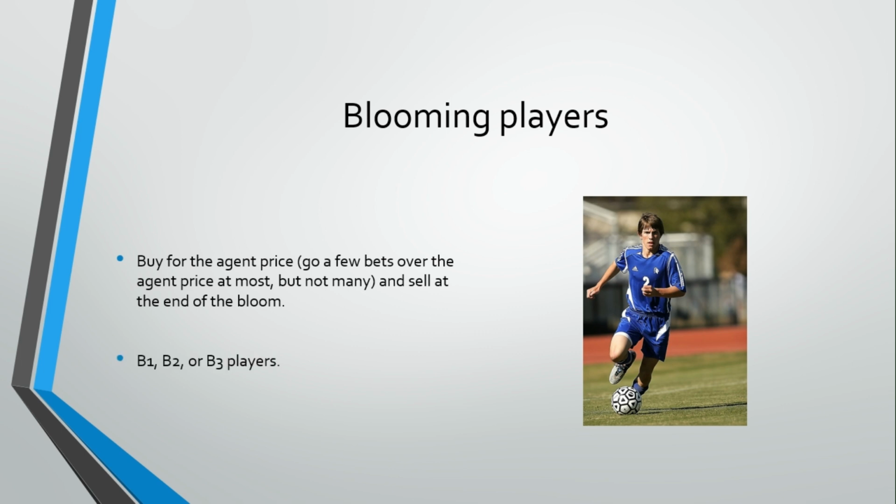In this case, I'm talking about B1, B2, or B3 players. B1 means players who are in the first year of bloom, B2 in the second year of bloom, and B3 in the third year of bloom. The more months of bloom the player has ahead, the more profitable the investment should be. However, you will take longer to get your profit. Then you need to see what's more interesting for your club: having less money, less profit now, or waiting longer and making more money later.